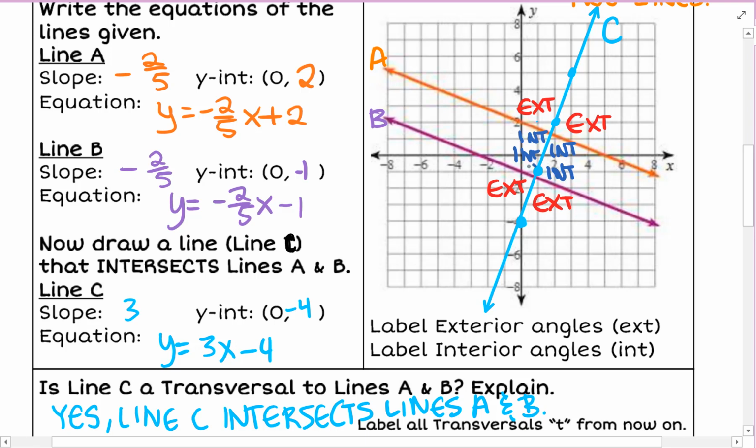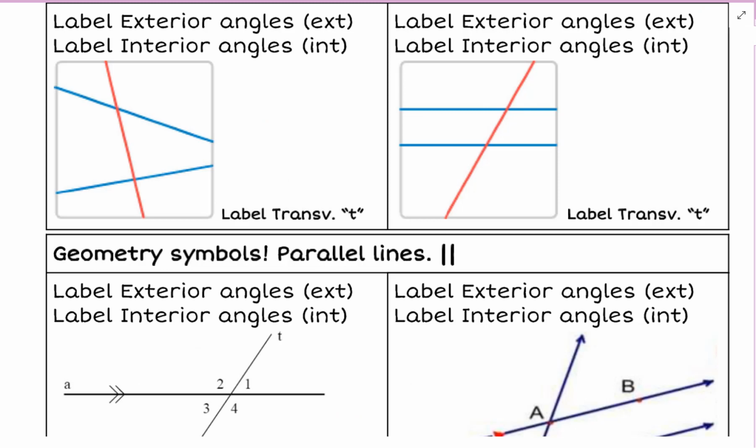That angle right there. Label exterior angles and interior angles. Okay, we're also going to label our transversal as T. From now on, anytime you see a transversal, we'll label it T.